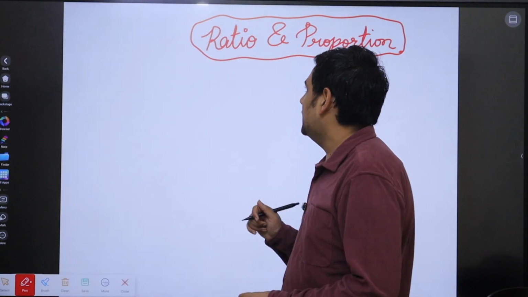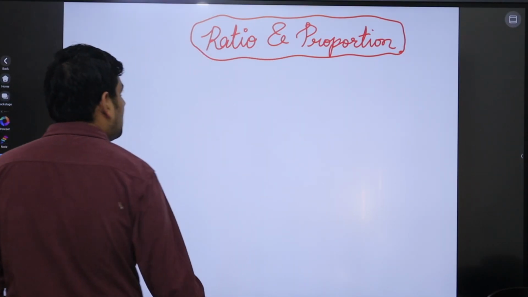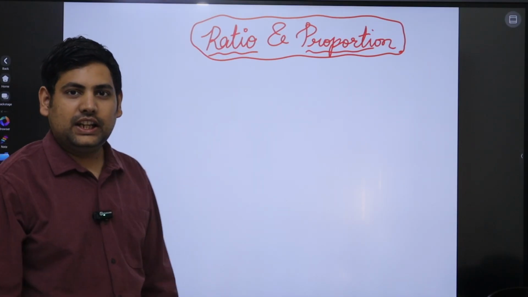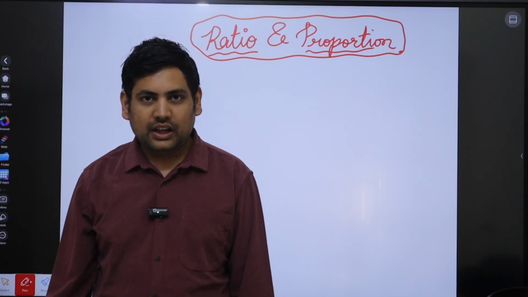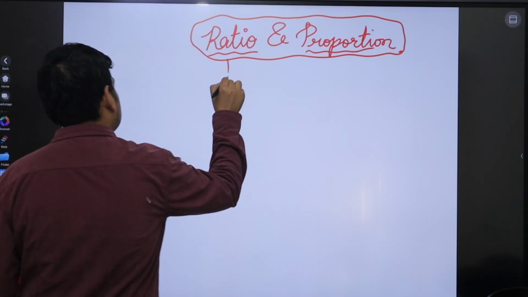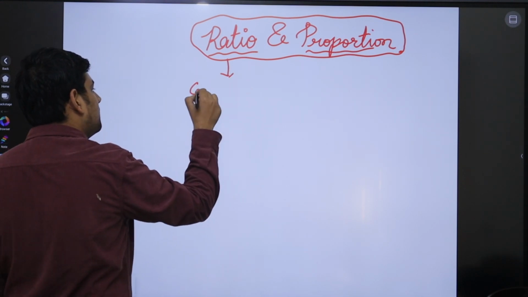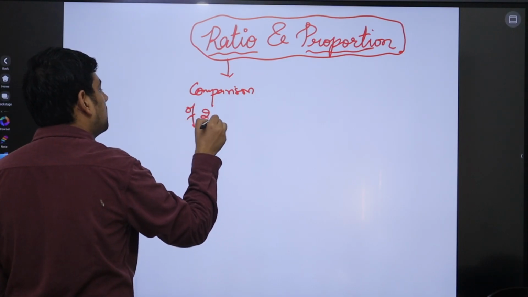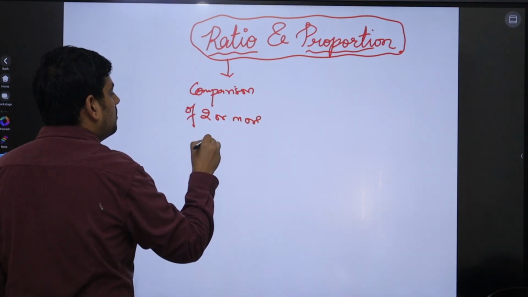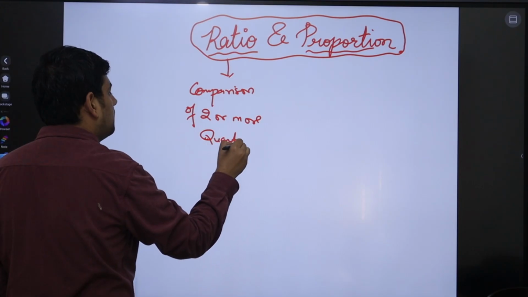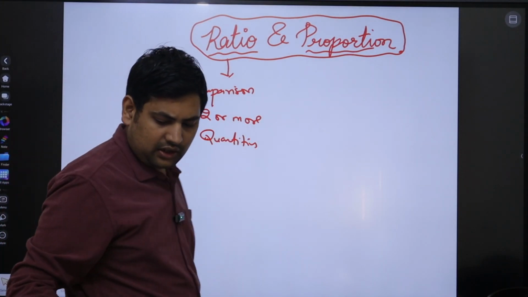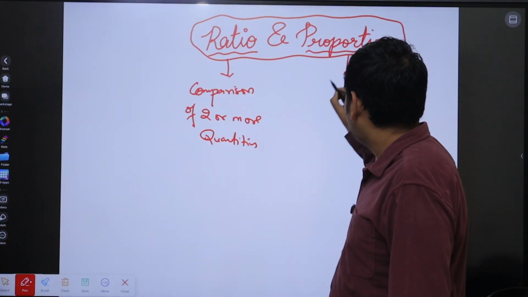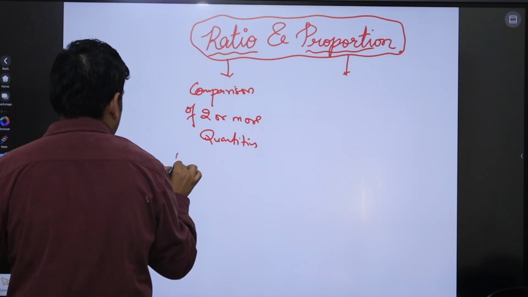Okay, let's get started. So first thing is, what is ratio and what is proportion? What do you think? What is ratio? So ratio is basically a way of comparison of two or more quantities. This is ratio. Now, if you talk about proportion, so ratio as in, for example, like milk and water.